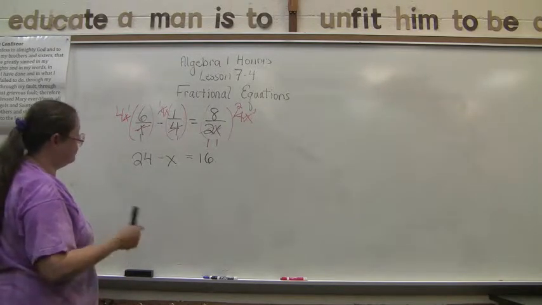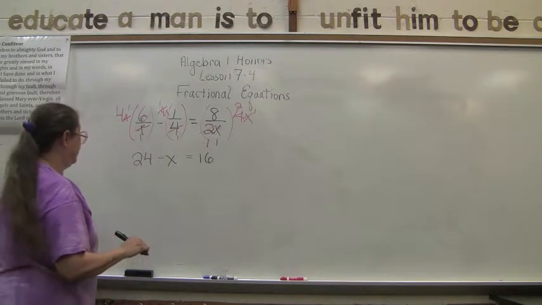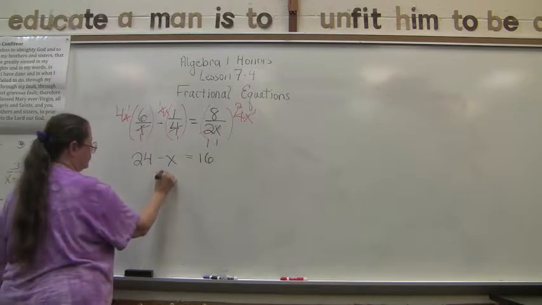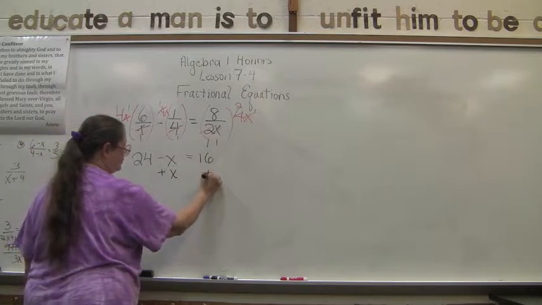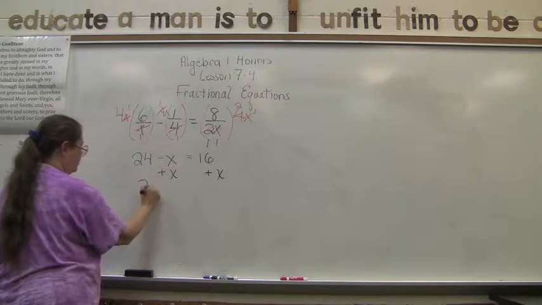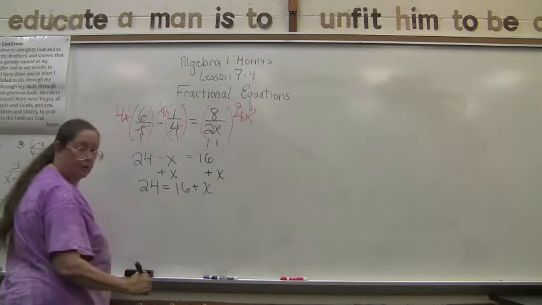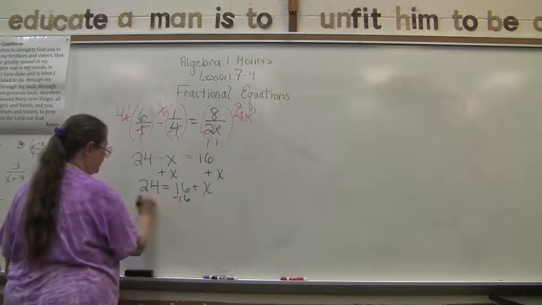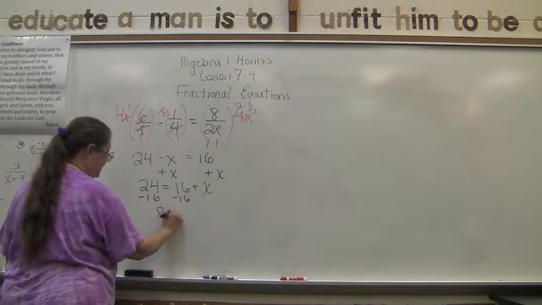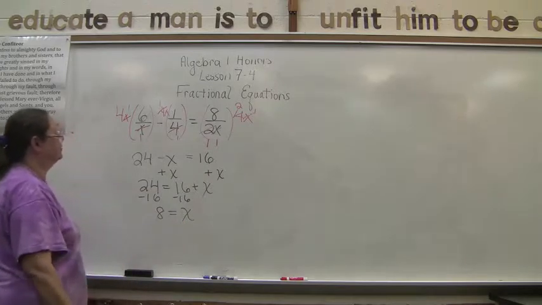Now I've got a very simple equation to solve. I'm going to add the x to both sides just so it's positive. So now I have 24 equals 16 plus x. Subtract 16 from both sides, and I get 8 equals x.